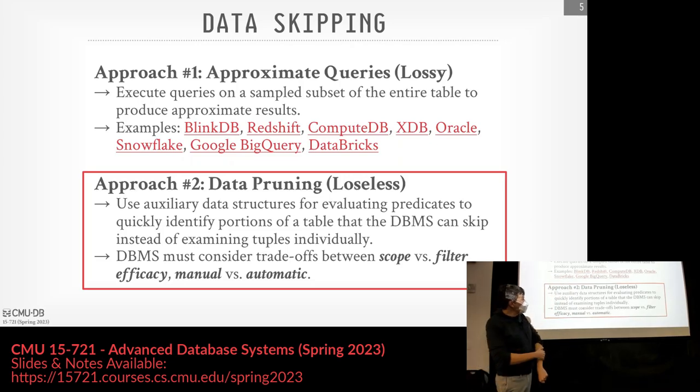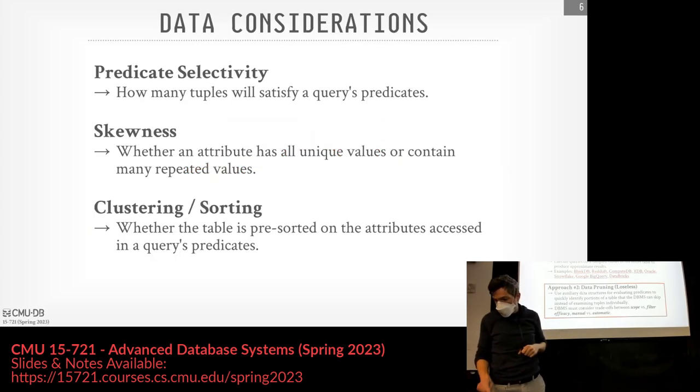We won't discuss approximate queries for the rest of the semester. This requires outside knowledge of the data, external information about whether the application is okay with approximate answers, that the database system can't figure out for you. It doesn't know whether you're okay with a rounding error in your bank account. You're probably not, but it doesn't know that. You have to be told, I want to run approximate queries. So we can ignore that for now.